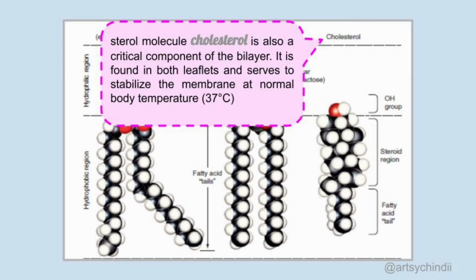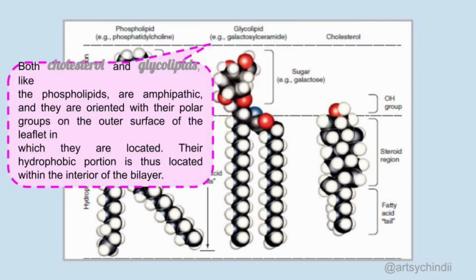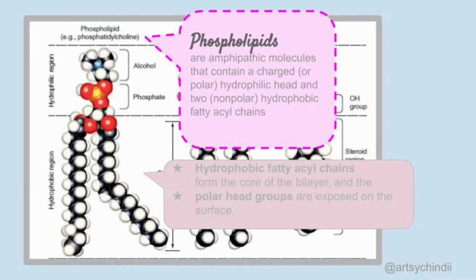Cholesterol is a sterol molecule that is also a critical component of the bilayer. It is found in both leaflets and serves to stabilize the membrane at normal body temperature. Both cholesterol and glycolipids, like the phospholipids, are amphipathic. They are oriented with their polar groups on the outer surface of the leaflet in which they are located. Their hydrophobic portion is thus located within the interior of the bilayer.